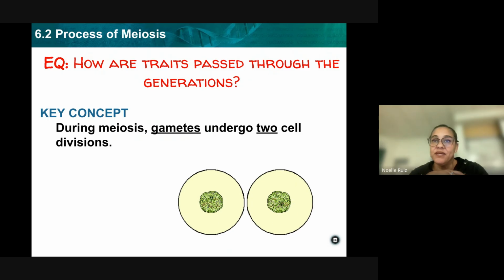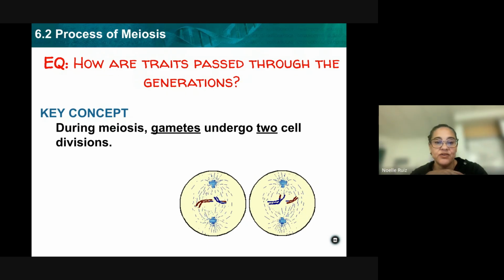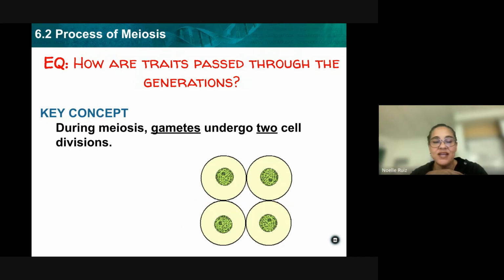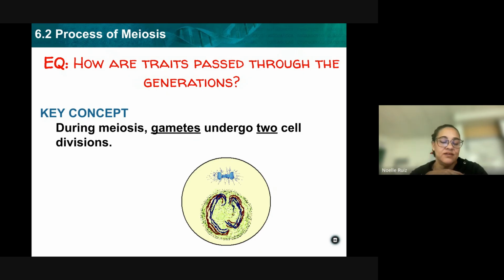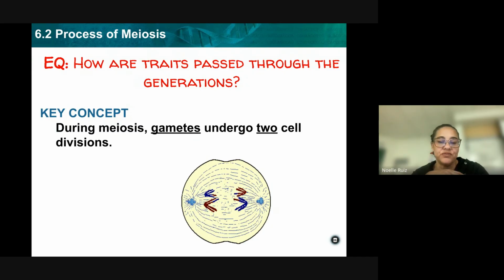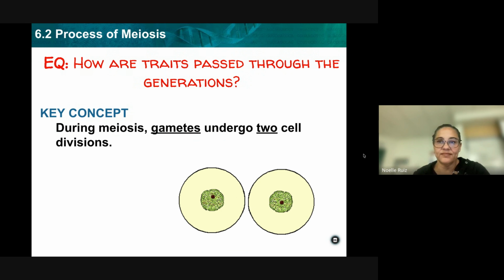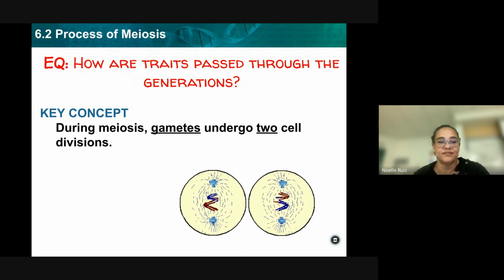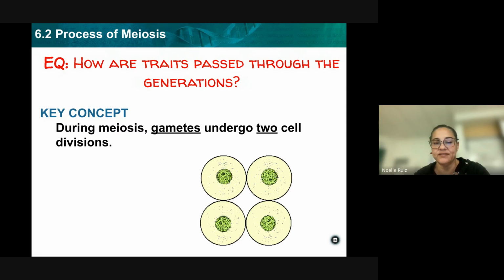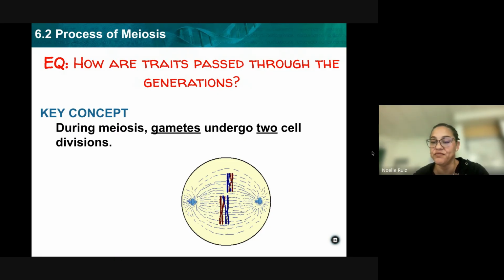So during meiosis, gametes undergo 2 cell divisions and not just 1. Your eggs and your sperm go through this process to be able to cut your information in half, because you are only allowed to pass half of your traits, half of your chromosomes, onto your future children. And the GIF is all of the phases put together. Start with 1, we end with 4.